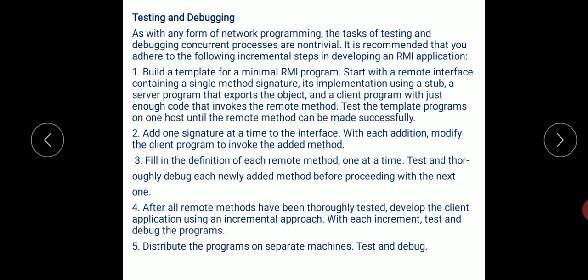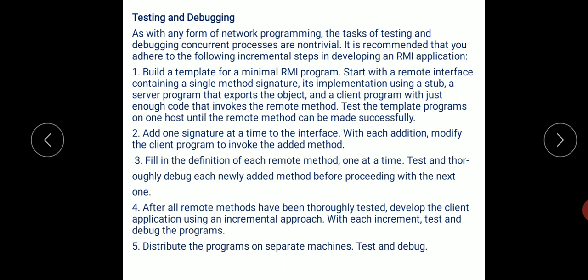So now the testing and debugging. Testing and debugging RMI application. The first step, build a template for minimal RMI program. Start with the remote interface containing a single method signature, its implementation using a stub, a server program that exports the object, and a client program with just enough code that invokes the remote method. Test the template programs on one host until the remote method can be made successfully.